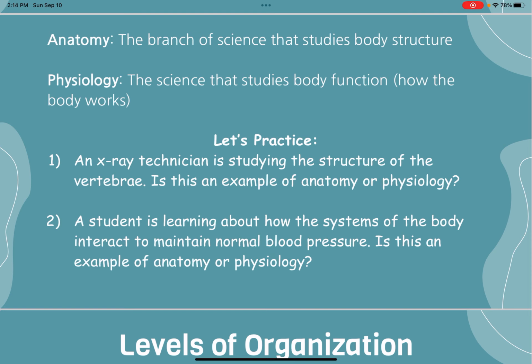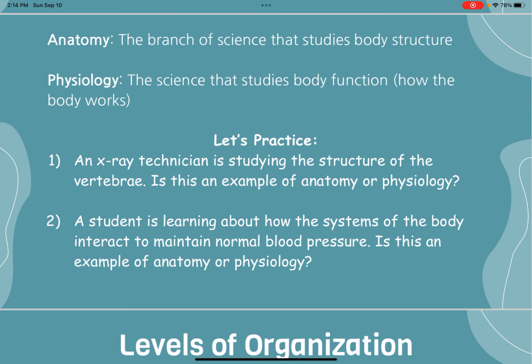Surface anatomy refers to external features of the body. Gross anatomy refers to anatomy that is visible to the naked eye. Let's practice. Number 1, an X-ray technician is studying the structure of the vertebrae. Is this an example of anatomy or physiology? The correct answer is anatomy.